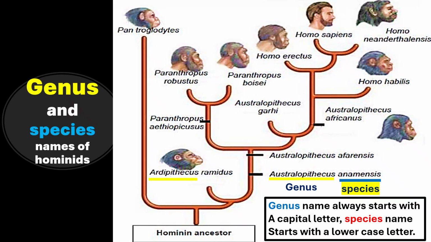So you need to know. Okay, I hope you got it correct. Ardipithecus represents the genus name. What about ramidus? It represents the species name.